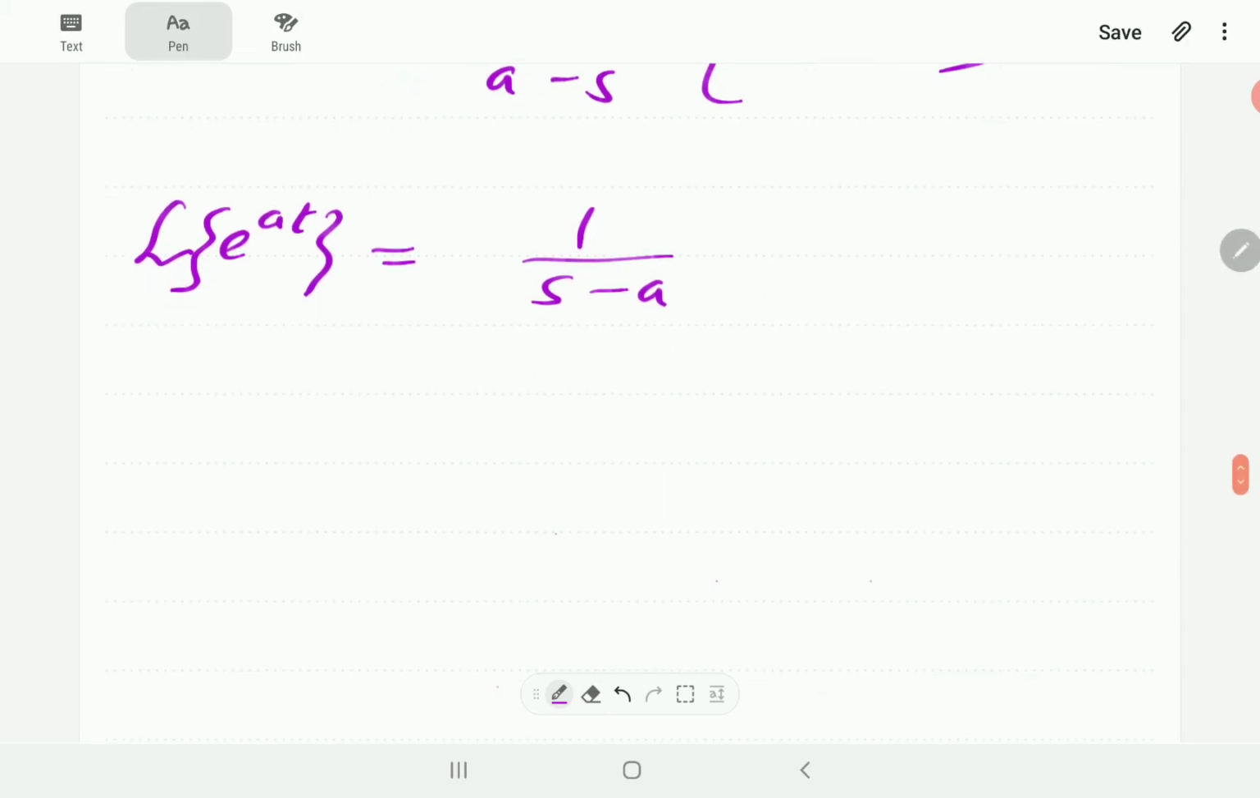And then going to C, we have our function, which is cosine of at.